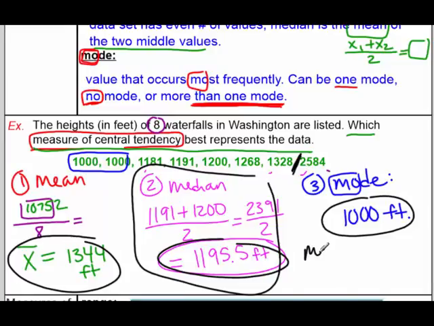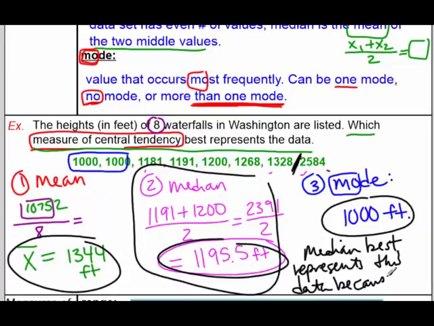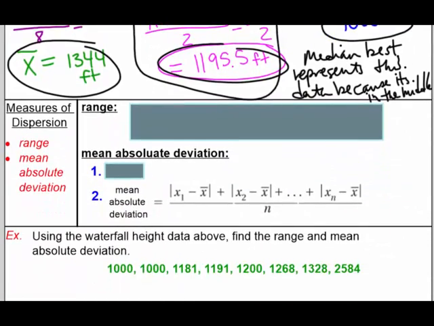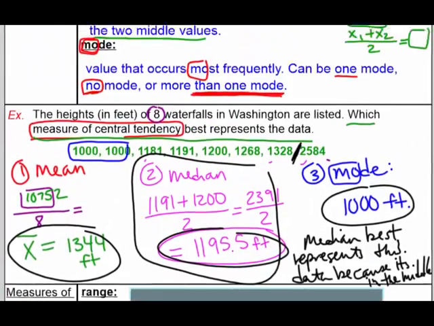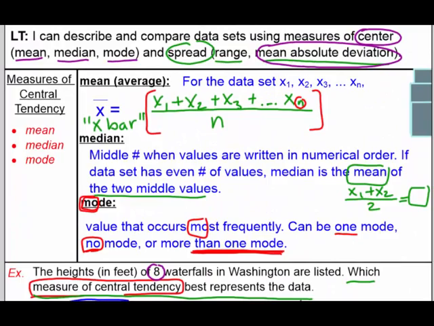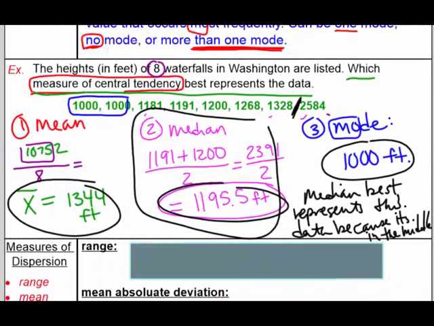Okay, we would write median best represents this data. Because it's in the middle of the data. Okay, it's not weighing in on the high end, it's not weighing in on the low end like the mean and mode were. Okay, so that was basically the 3 different measures of central tendency: mean, median, and mode. Hopefully you took that kind of as a review.